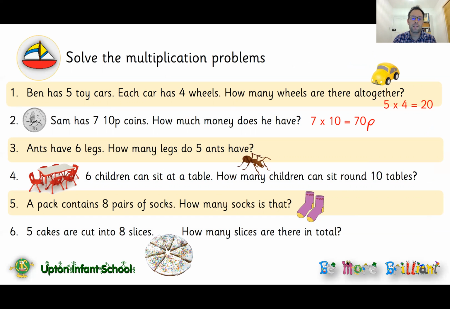And the next one, ants have 6 legs. How many legs do 5 ants have? Well, that's 6 lots of 5, or 5 lots of 6, which is 30. 6 children can sit on a table. How many children can sit around 10 tables? 6 lots of 10 is 60. A pack contains 8 pairs of socks. How many socks is that? Well, that's 8 lots of 2, which is 16 socks.